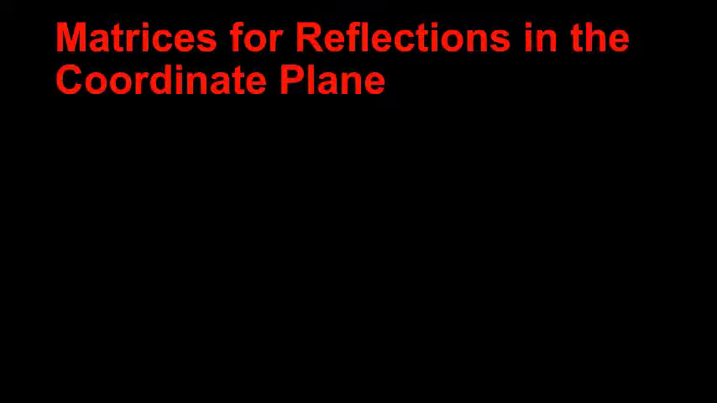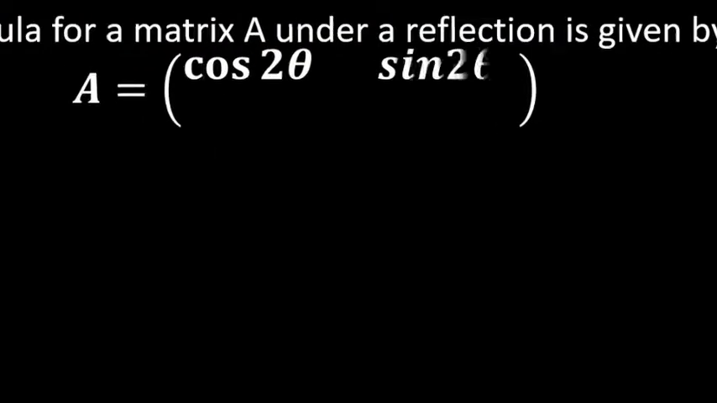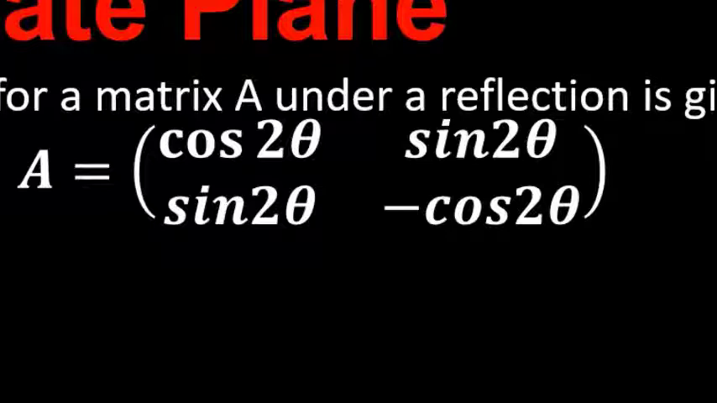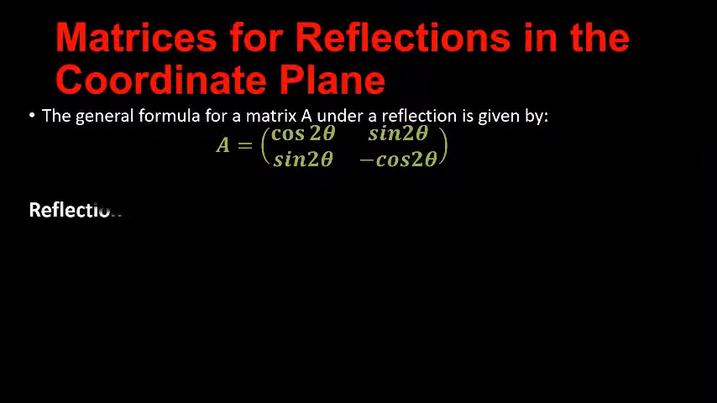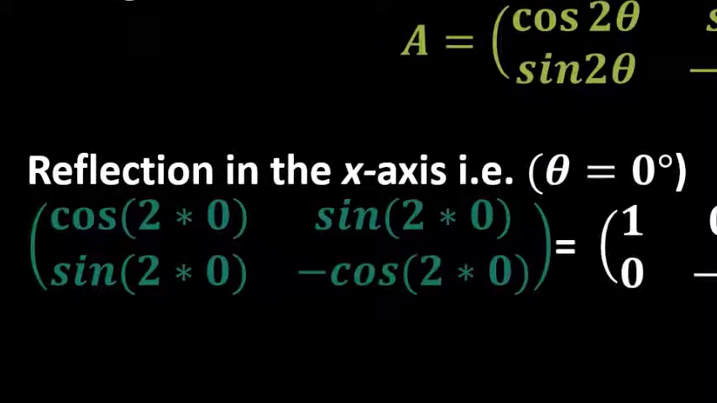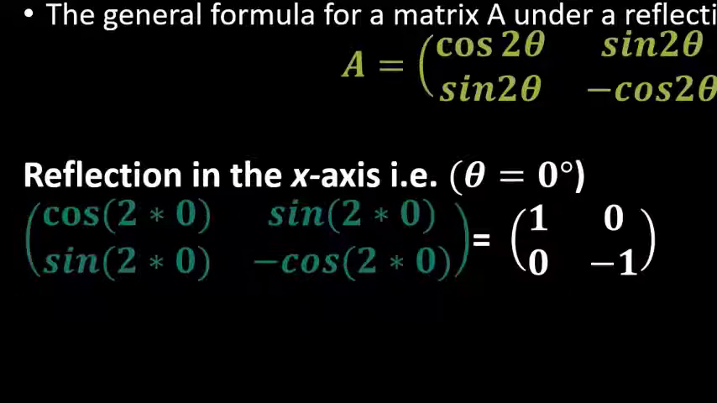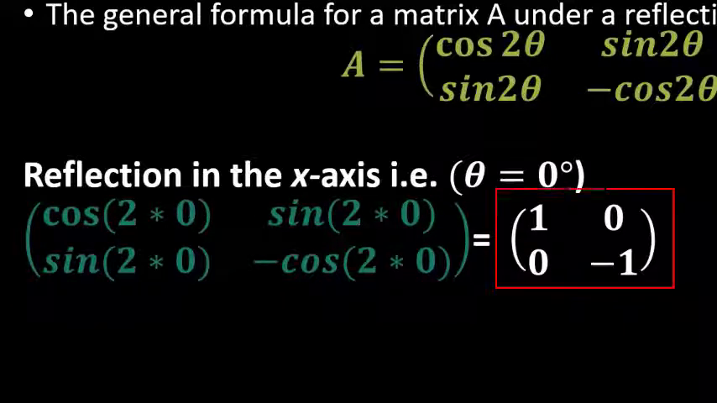Matrices for reflections in the coordinate plane. The general formula for a matrix A under a reflection is given by, let's remind ourselves of our formula, A equal to cos 2 theta, sin 2 theta, sin 2 theta, negative cos 2 theta. Reflection in the x-axis, we all know that theta equal to 0 degrees. We substitute that in our formula. So we know that 2 times 0 is 0. So cos 0, sin 0, sin 0, negative cos 0. The resulting matrix will be 1 0 0 negative 1.